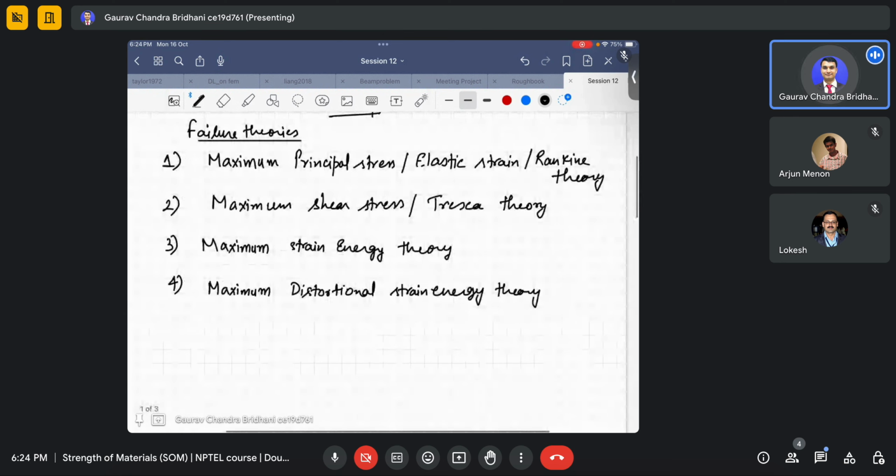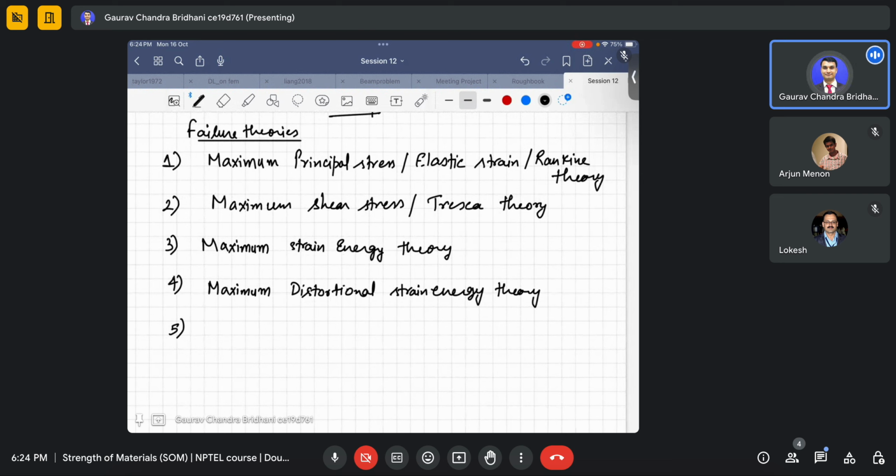And then we had the maximum octahedral shear stress theory, also known as von Mises theory. You have seen in the lecture that the distortional energy theory and the octahedral shear theory are nothing but the same. The way of deriving them is different, but they are the same.